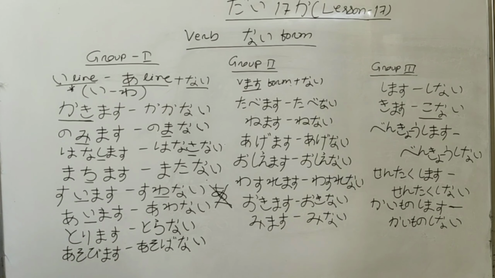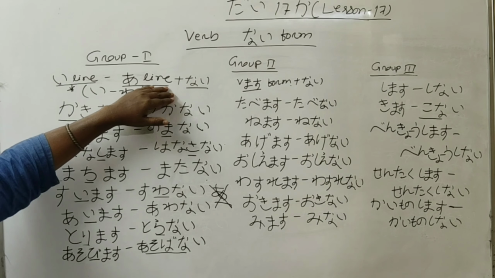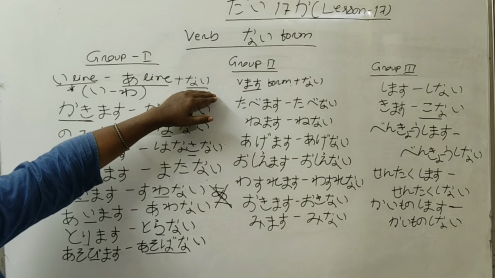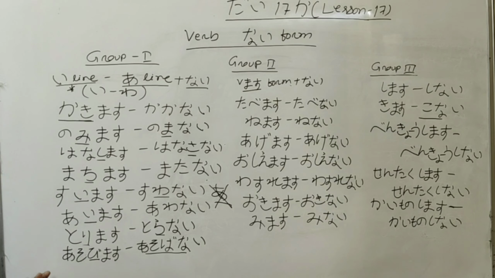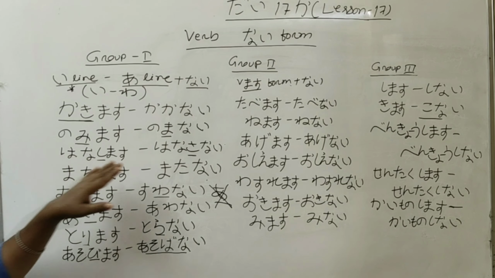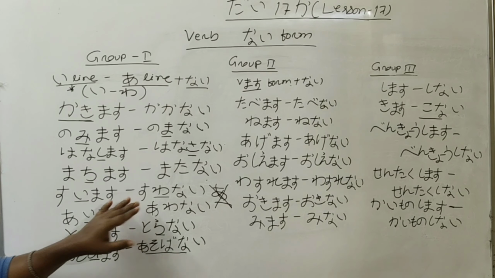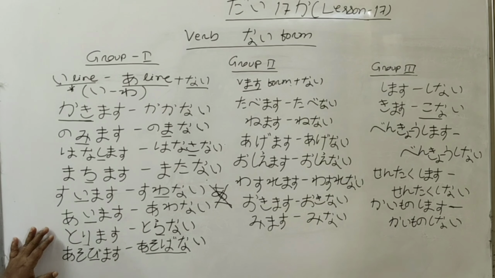Next, torimasu, ri changes to the A line, so it became ra. So toranai. Asobimasu changed to asobanai. In group 1, verbs change the E line to the A line and add nai. Okay. So read once again. Kakimasu, kakanai. Nomimasu, nomanai. Hanasimasu, hanasanai. Machimasu, matanai. Suimasu, suwanai. Aimasu, awanai. Torimasu, toranai. Asobimasu, asobanai. Okay.